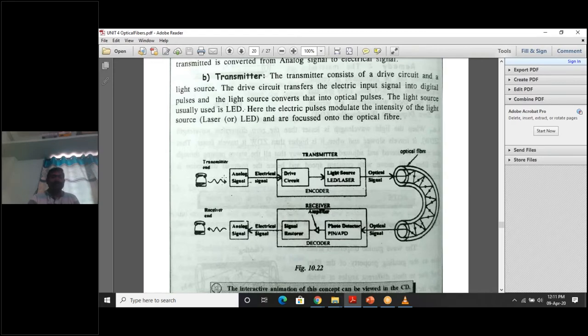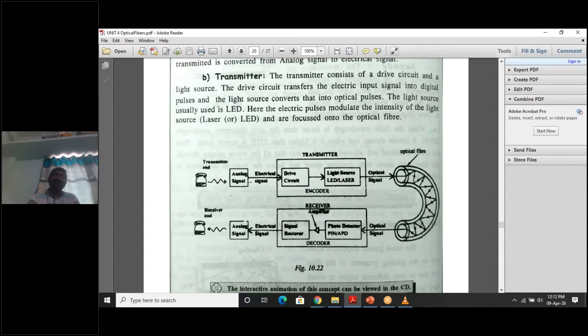So here, the last step. So here you speak "hello", okay, that is an analog signal. That analog signal will be converted at the transmitter end to what? Electrical signal. This electrical signal is given to the drive circuit. The drive circuit will convert the electrical signal to digital pulses. These digital pulses will be transferred to the light source. The light source will convert the digital pulses, zeros and ones, into a light signal. That light signal is focused onto the optical fiber. The optical fiber will transmit it to the other end.